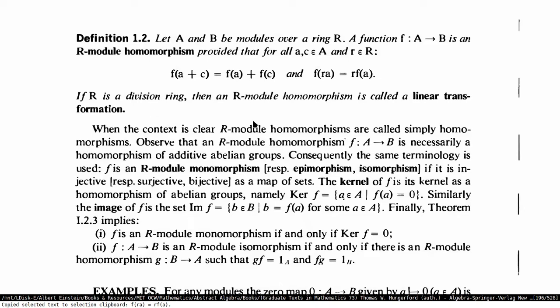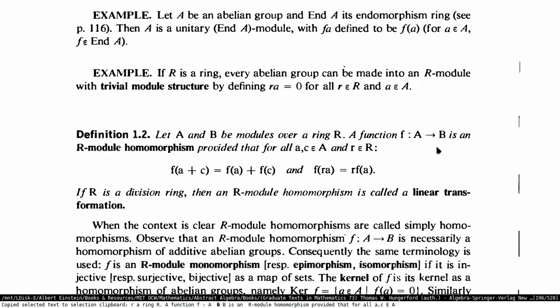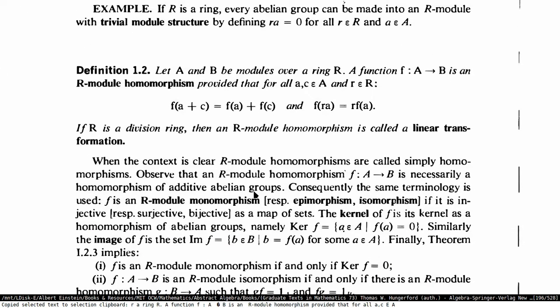He says that R module homomorphisms are going to be called homomorphisms, because it's too long a word to say that it's an R module homomorphism. If you have a homomorphism between modules, it has to be a homomorphism between the underlying additive abelian groups. You see that? Because as this works for the elements of the ring, it's going to work for the additive abelian groups.